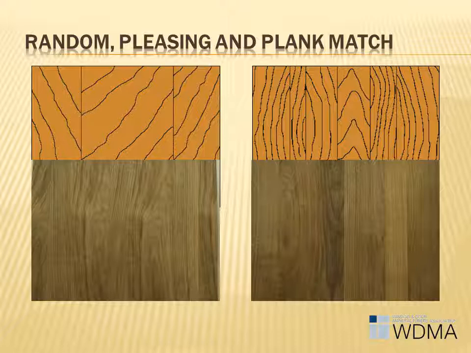achieved. Plank match is similar to random match, but the veneer leaves are assembled in a specific sequence and are often of uniform width and sometimes grooved at the joint, similar to lumber planking.